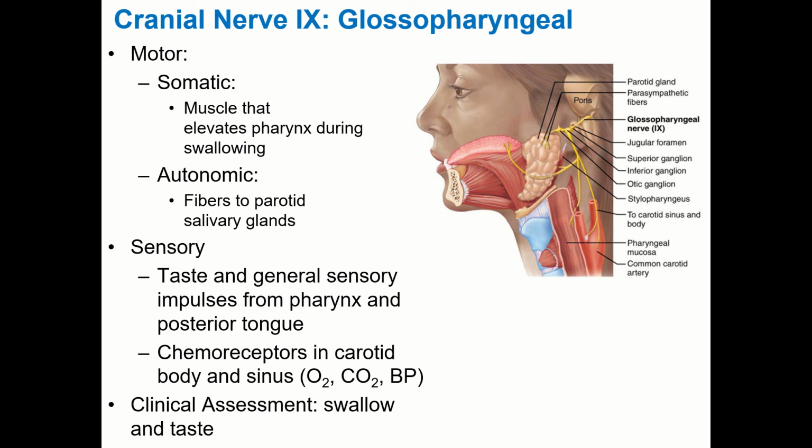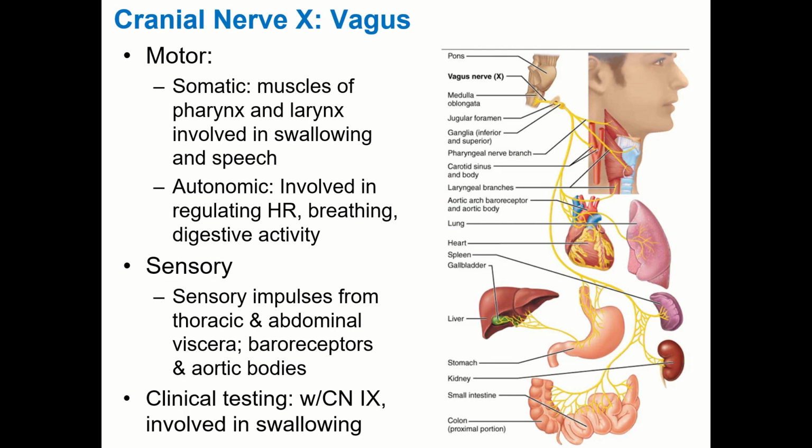So from a clinical standpoint, how do we assess whether or not the glossopharyngeal nerve is functioning? The most obvious thing is to have them swallow, because again, that somatic motor function is involved in swallowing. And then again, you can assess taste. Obviously this is another one where there's a crossover with another cranial nerve, but that's okay. All right, and then home stretch now.